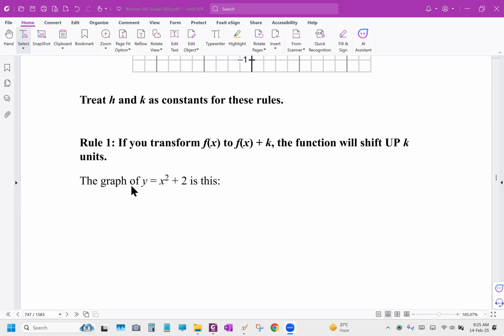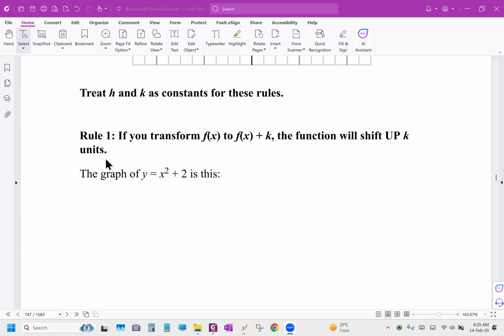Okay, so rule number one is telling us, for your kind information, treat h and k as constant for this rule. Rule number one is telling us, if you transform f of x to f of x plus k, the function will shift up k units.